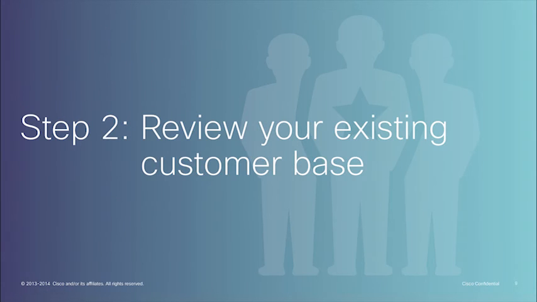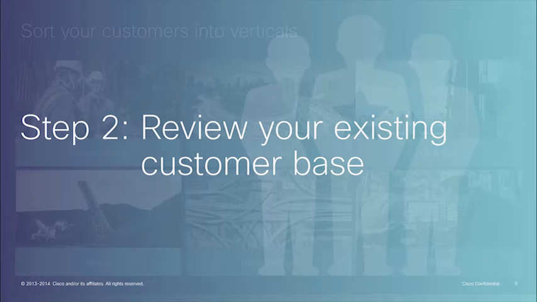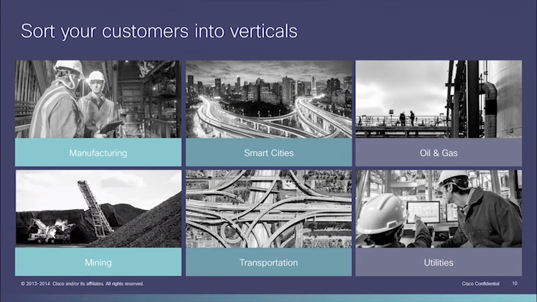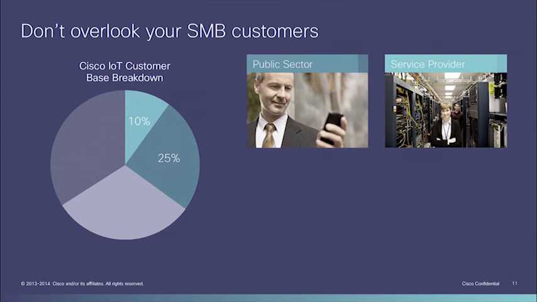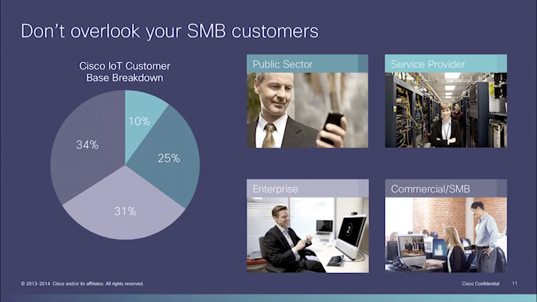Next is Step 2, review your existing customer base. Start by examining where your current customers fit within the verticals. As you can recall from previous modules, these are the 6 primary verticals we target with IoT. Sorting your current customers by vertical will help you determine which industries to emphasize. There are IoT opportunities across your customer base. This diagram will illustrate how that opportunity aligns to Cisco segmentation by dividing the customer base into service providers, public sector, enterprise, and commercial and SMB.